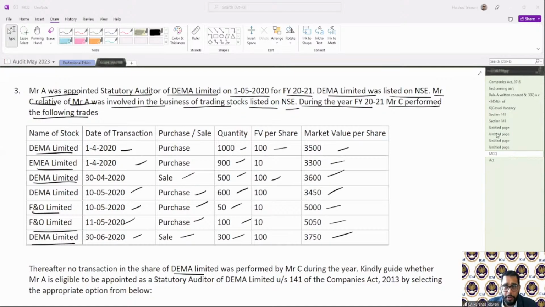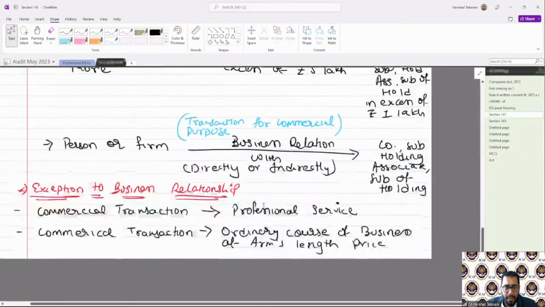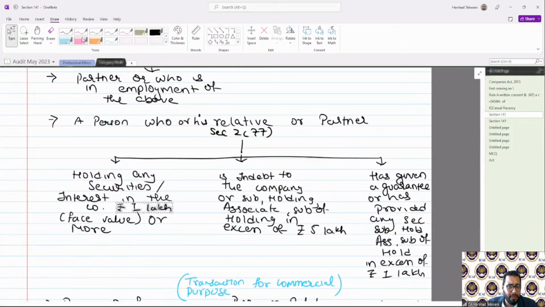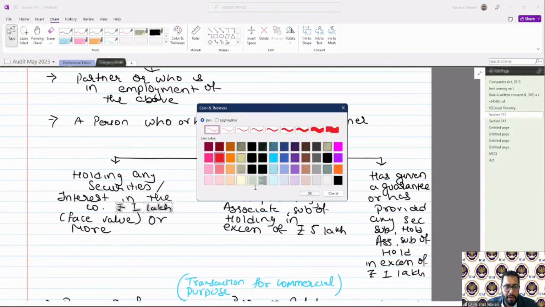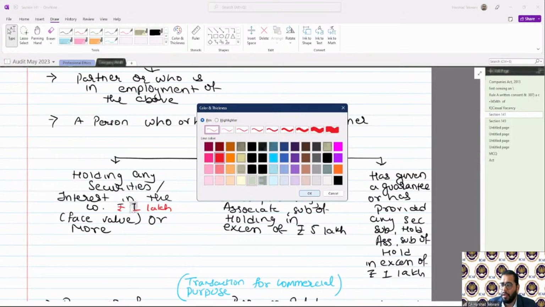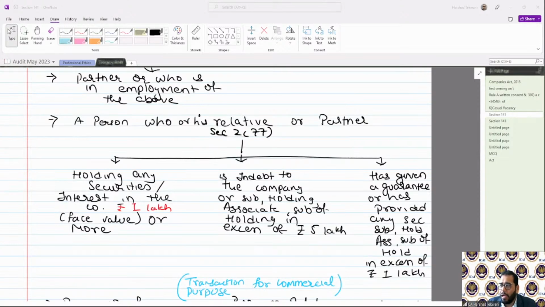Let me go to the provision to discuss. Now the provision says that they should not hold face value exceeding 1 lakh. So face value should not be more than 1 lakh rupees. The wording says that a relative of an auditor may hold a security in the company of face value not exceeding 1 lakh. So if a person is holding securities up to face value 1 lakh, then it is fine. But if it is holding more than 1 lakh, it is not fine.